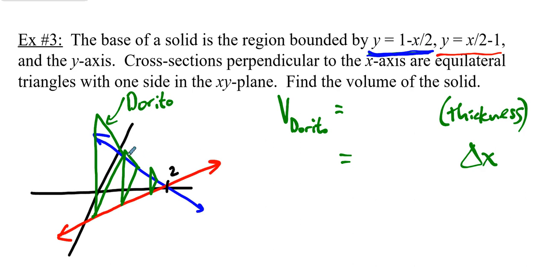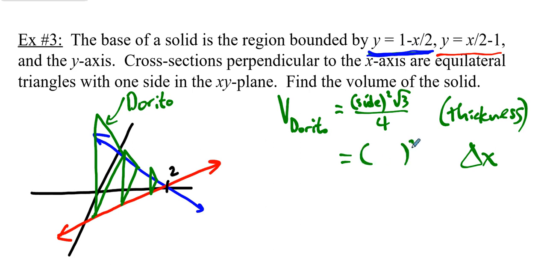But this area is the area of an equilateral triangle, and this may or may not be familiar to you from your high school experience, but the area of an equilateral triangle is side squared times radical 3 over 4. We can prove that. It's not very important to the question, and it really is more high school geometry than calculus 2.